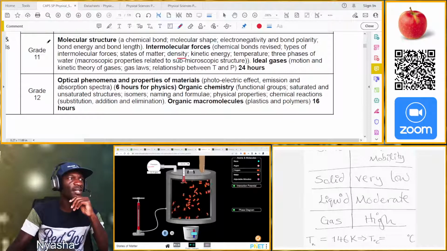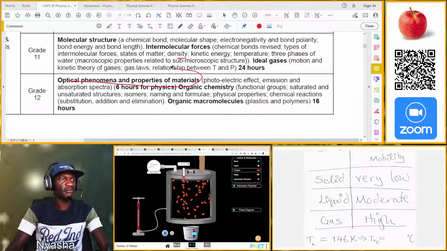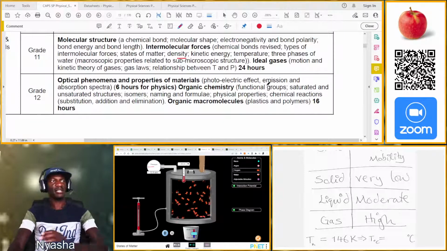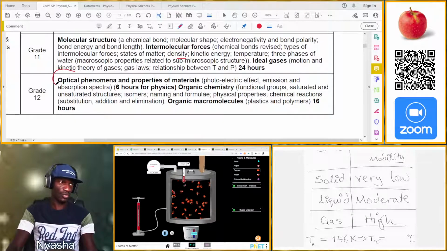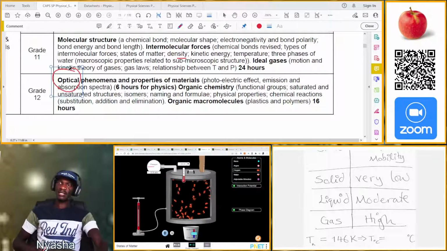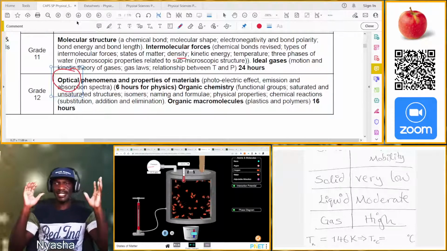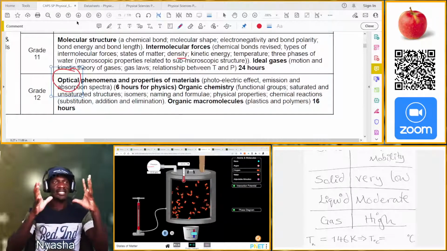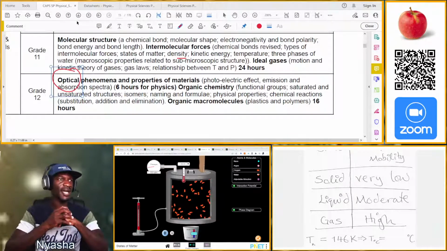So we said that we will cover our grade 11 topics. Then optical phenomena and properties of materials. This is now the grade 12 level material. There is an experiment called the photoelectric effect, and then emission and absorption spectra. This all has to do with what we call optical phenomena. With optical phenomena, we are looking at light, or waves, electromagnetic waves. But in our case, it's mostly light.